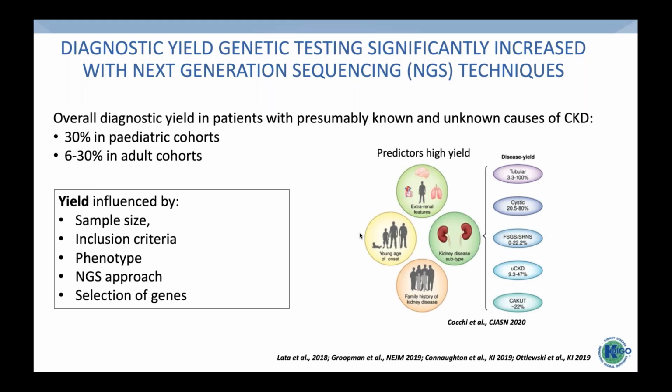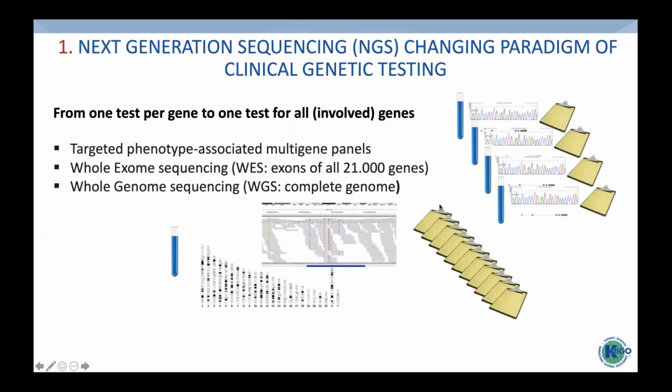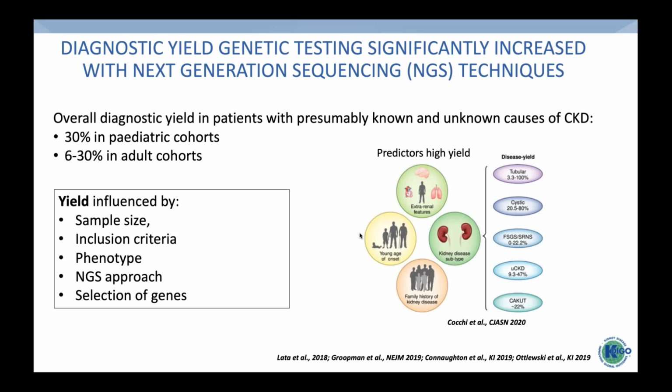And what has come out of these different studies is that there are a few predictors of a high diagnostic yield. First of all, and this is very clear, if there is a family history of kidney disease, the diagnostic yield is higher. This is also true if the age of onset of the patient that is tested is young. If there are also extra renal features that point to syndromic causes, there is also a higher diagnostic yield, and it also appeared to depend on the kidney disease type, as you can see in the right panel.